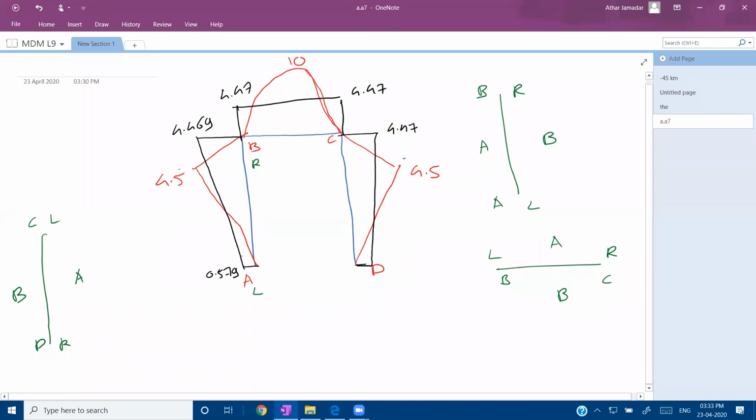So whatever portion of the BMD is below this line will be negative, and above this line will be positive. And this is your combined bending moment diagram for your current problem. So like this you have to solve portal frame problems.